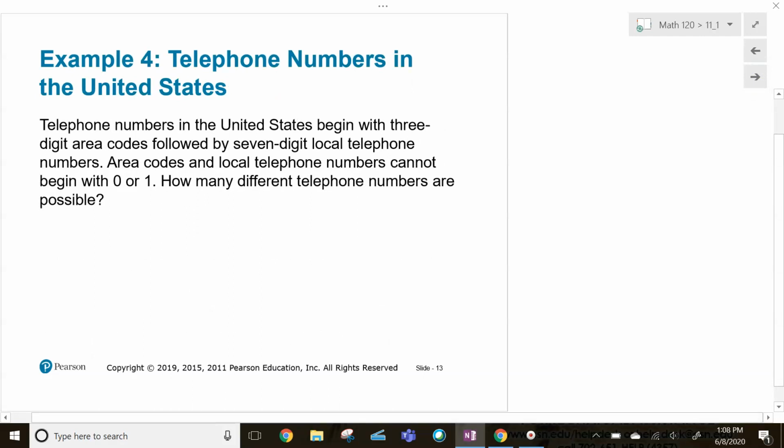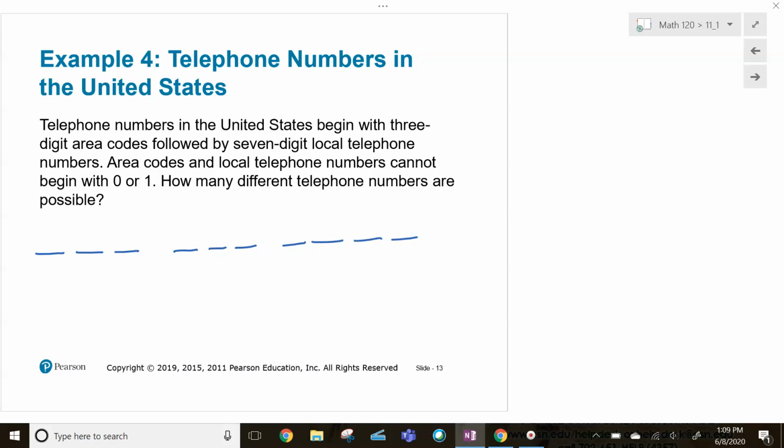Telephone numbers. This is kind of a classic problem: how many different telephone numbers are there? Recently, within the last couple of years, Nevada opened up another area code besides just 702, right? So let's do this question first, and then we'll think about Nevada and why they opened up another telephone area code. Telephone numbers in the U.S. begin with a 3-digit area code, right? So here's your 3-digit area code, and then we have this 7-digit telephone number.